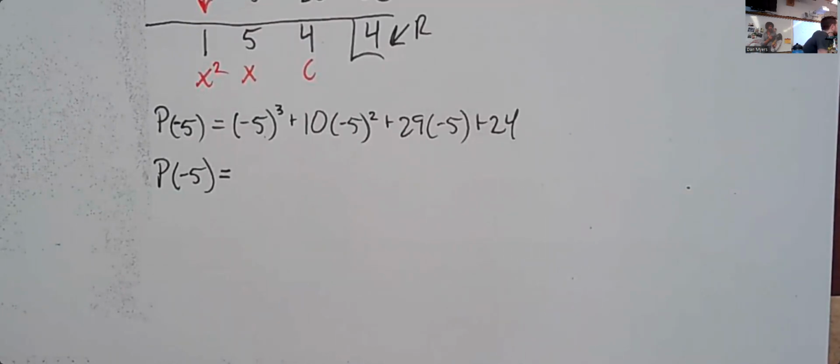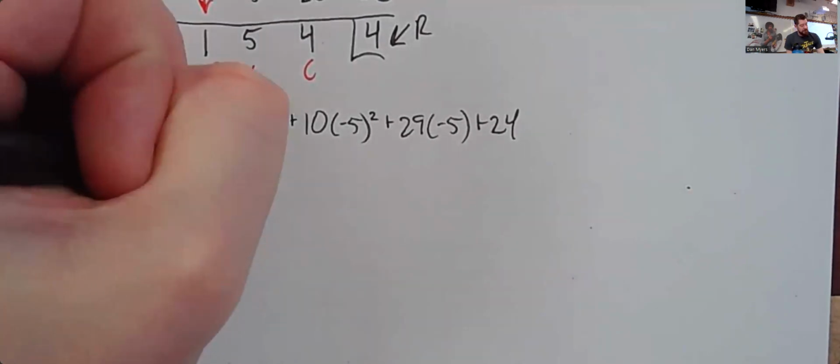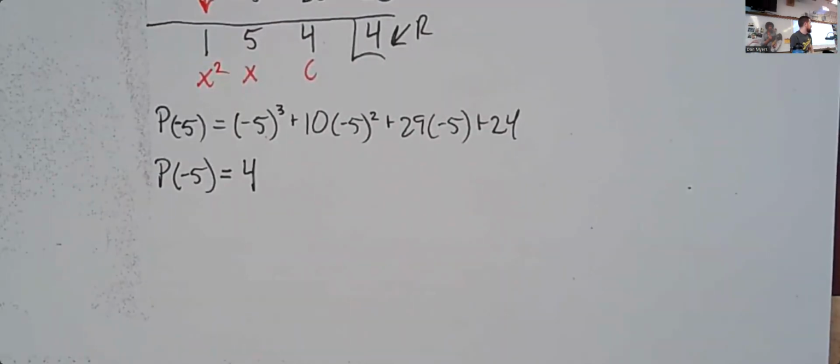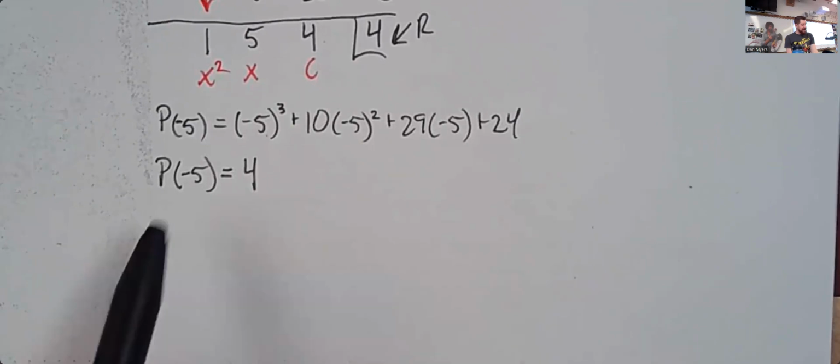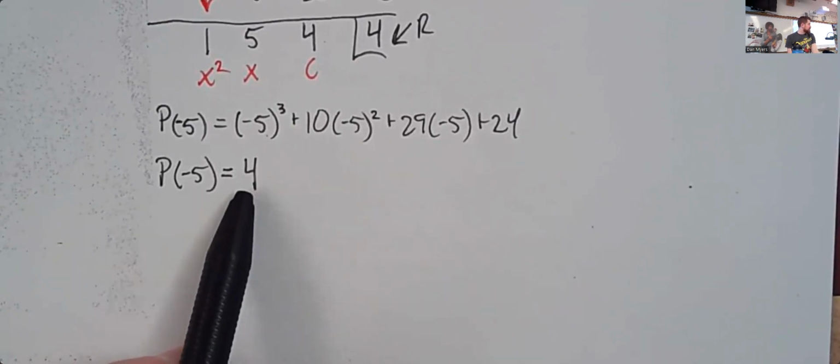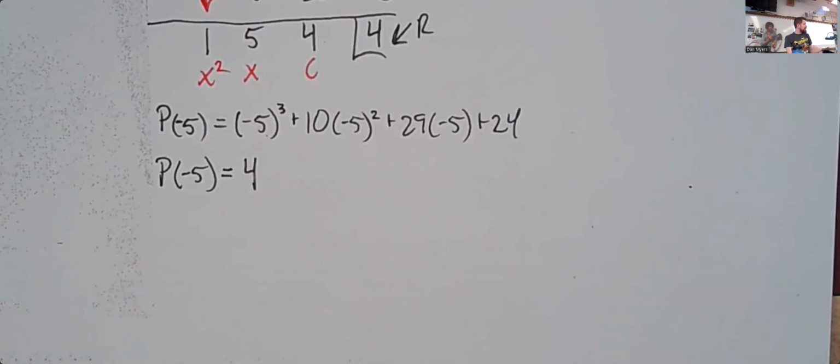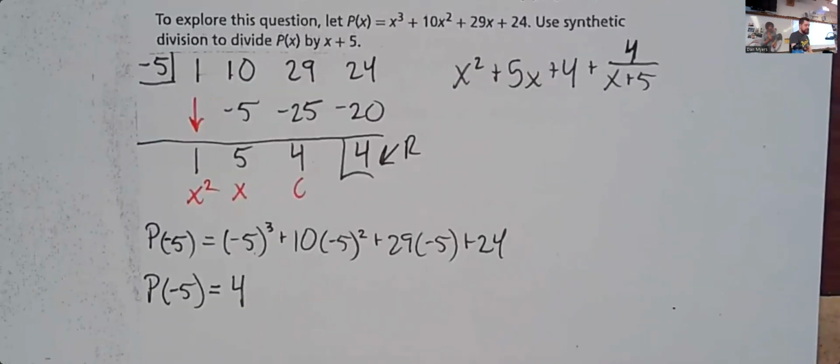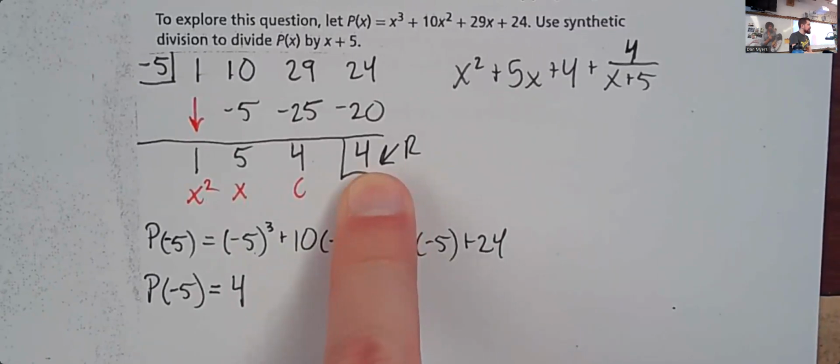What does it equal? It equals 4. What was the remainder? 4. Do you think there's something there? I would imagine. So basically what we're saying is, if we were to graph this, there would be a point on this graph at -5, 4. So left 5, up 4 on the graph. That graph goes through that point, and 4 is also equivalent to the remainder.